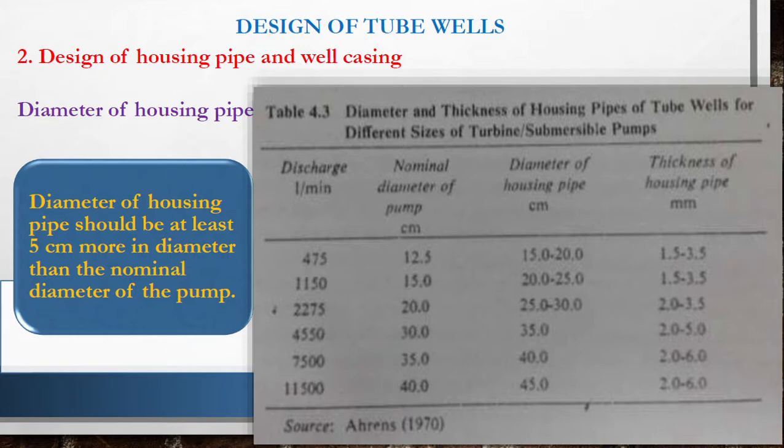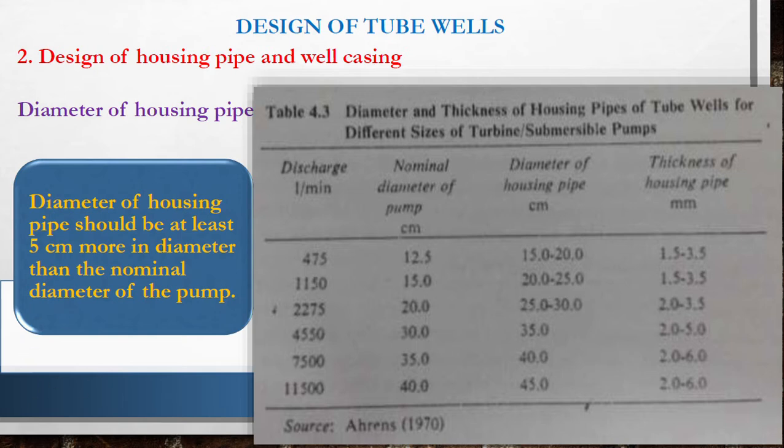Now the second step in the design is design of housing pipe and well casing. The housing pipe should be at least 5 centimeter more in diameter than the nominal diameter of the pump. The housing pipe is nothing but the pipe inside which we are placing the pump. So it is almost equal to the casing pipe. We are placing pipes for protecting that particular pump casing.